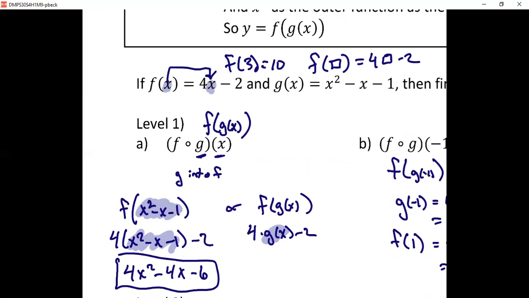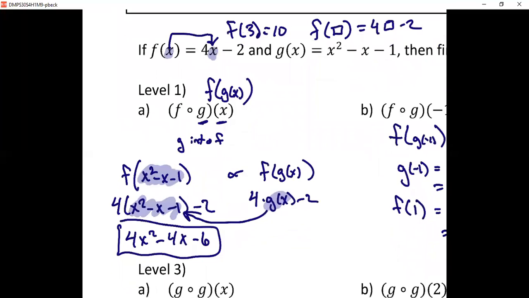Once again, I kind of do it interchangeably just based off of what I see in the moment. But we can approach this either way. We can either say 4 times g of x minus 2 and then substitute x squared minus x minus 1 in for g at that moment. Or we could just right from the beginning just say, oh, this is what g of x is, and then plug it in. And then once you plug it in, we definitely want to simplify.